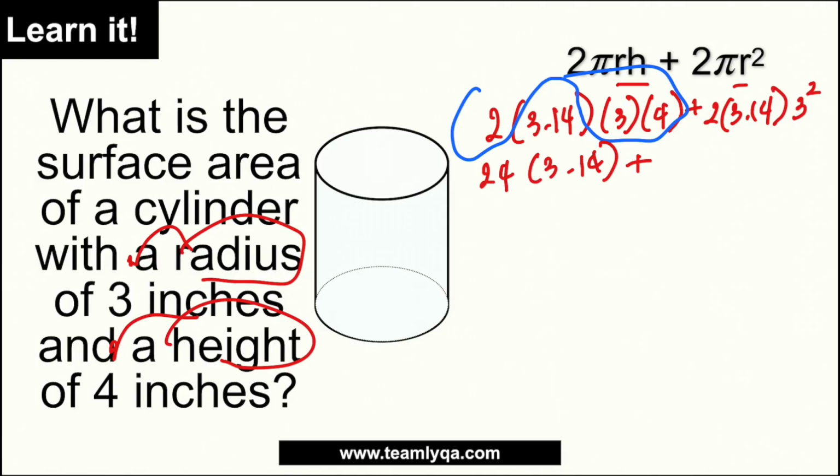And then plus, again, same thing here. Ito, unahin natin dito. So this will be 3 times 3, which is 9. And then you have 2 and then 3.14. So again, solve down lang natin. Hindi pa natin sila pwede paghaluin kasi nahahati sila ng addition. So solve ko muna tong side na to.